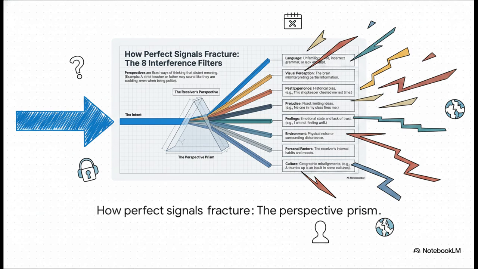A pure, perfect intent hits what we call the receiver's perspective prism. You see, perspectives are these fixed ways of thinking that totally distort meaning. For example, let's say the sender is just politely correcting a minor mistake. But if the receiver is viewing them through the lens of, say, a strict teacher or a harsh boss, that polite intent hits the prism and fractures into a feeling of being completely scolded. The pure signal just shatters.